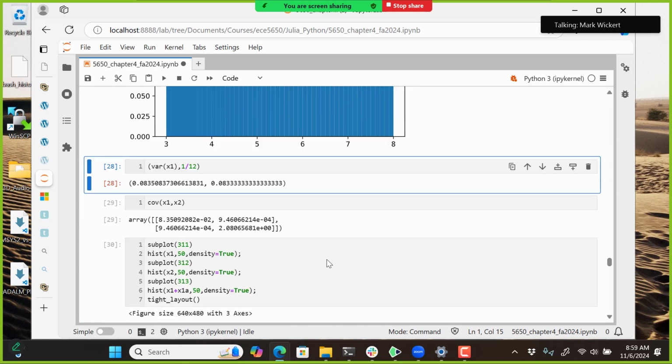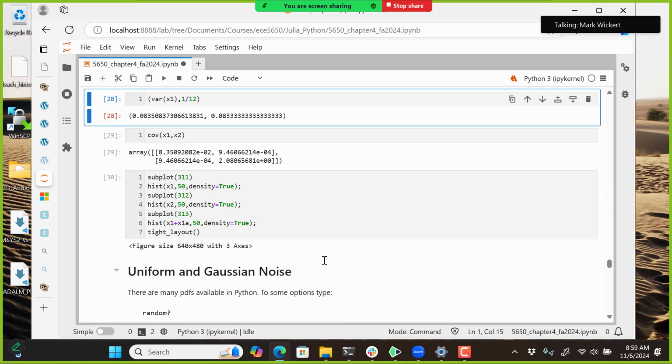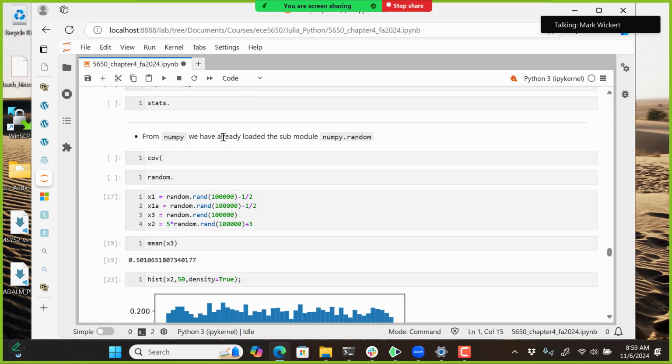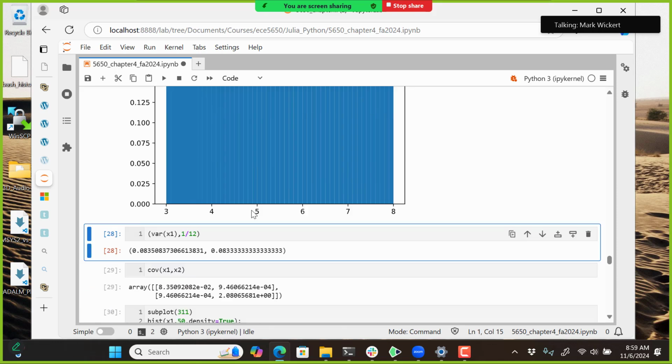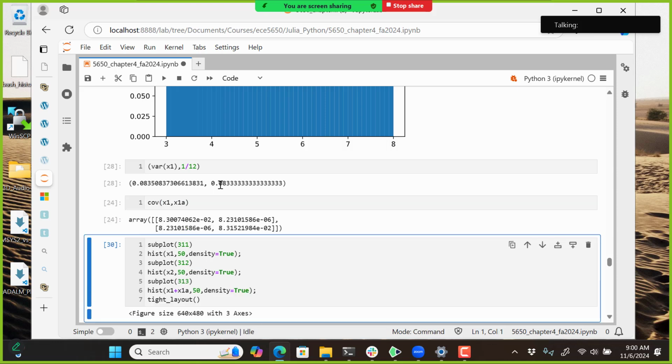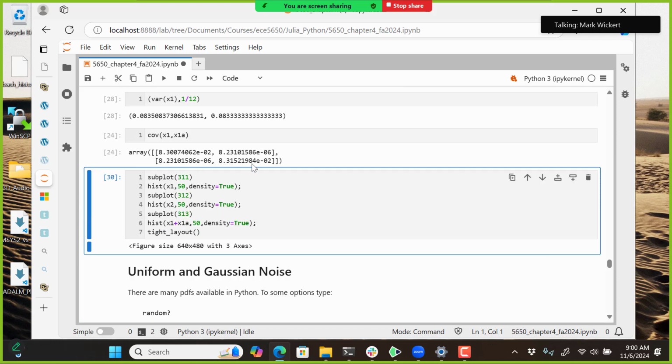I could do variance calculations. I could do covariance between two random variables. So here I did an example of the covariance between x1 and x2. We're not quite to understanding covariance, but let me just make you think about it. If I look at the covariance between x1 and x1a, I'm getting more or less a finite number, 0.08, which has to do with the variance along the diagonal of this matrix, and then the off diagonal is a very small number because they're approximately uncorrelated.